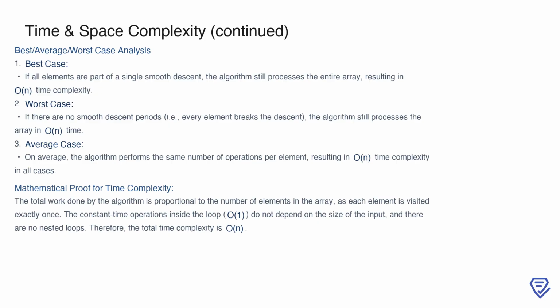On average, the algorithm performs the same number of operations per element, which means the time complexity is O(n) in all cases. Mathematically, the total work done by the algorithm is proportional to the number of elements in the array, as each element is visited exactly once. Since the constant time operations inside the loop do not depend on the size of the input, and there are no nested loops, the overall time complexity is conclusively O(n).